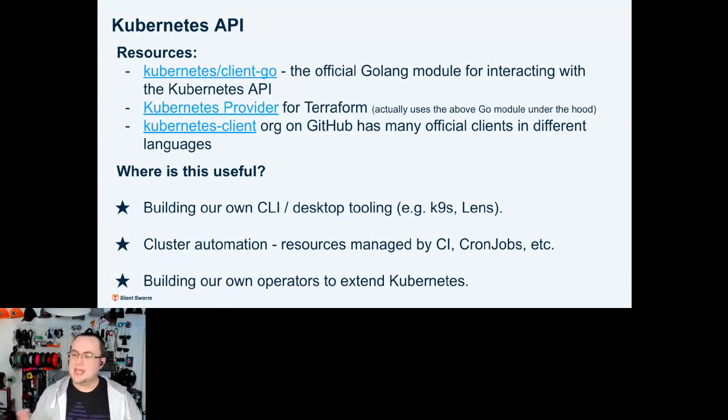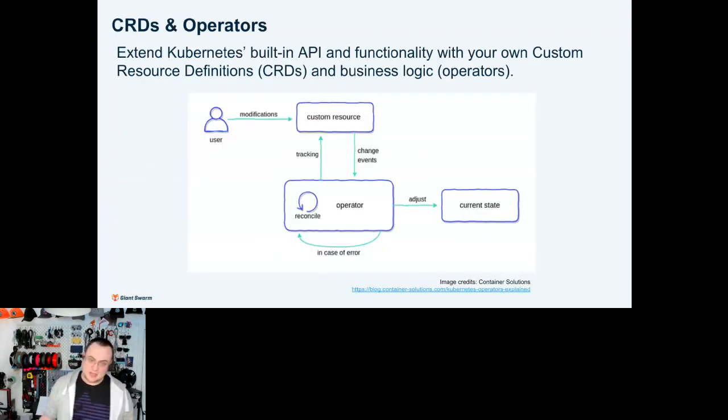So we could take those little bash scripts that we were building in our step one and turn them into a more robust application that we use for our repetitive tooling, debugging, whatever it is. And then you also may want to look at building out your own operators and extending Kubernetes itself so that it does the work for you rather than you having to manage things. And with that note, I want to talk about CRDs and operators.